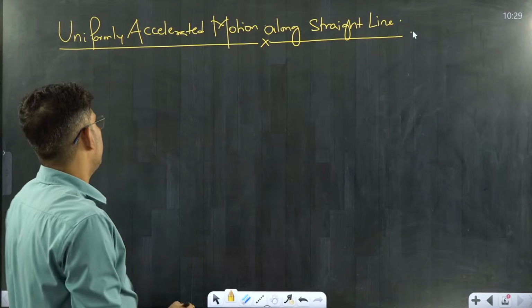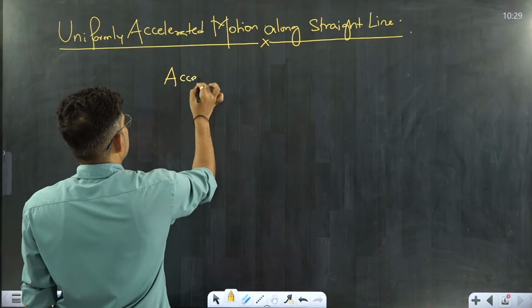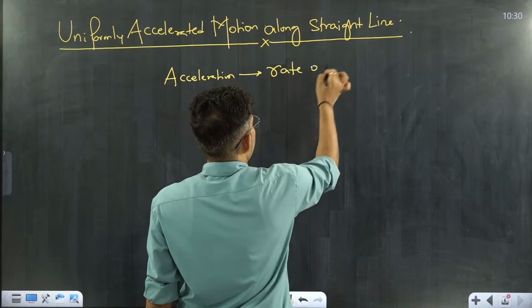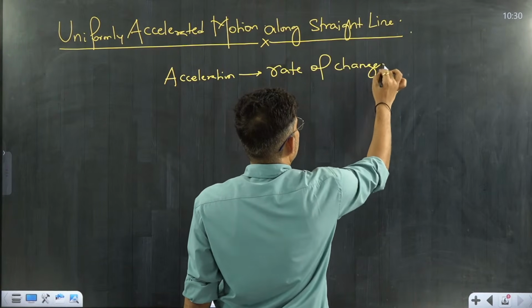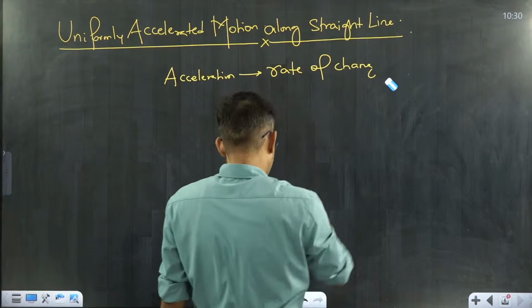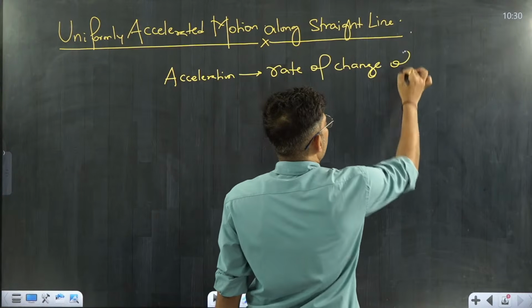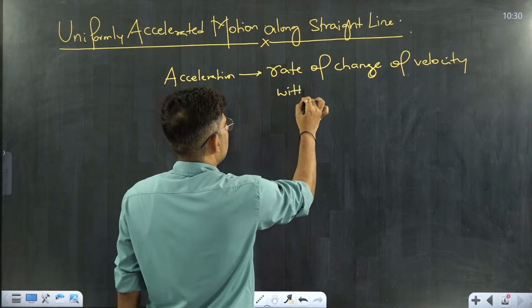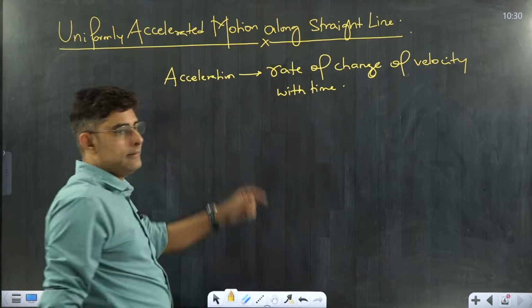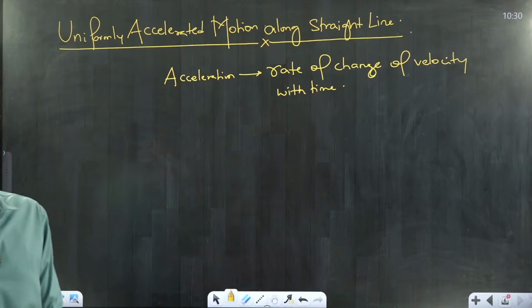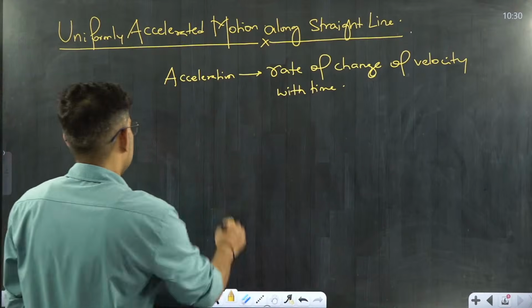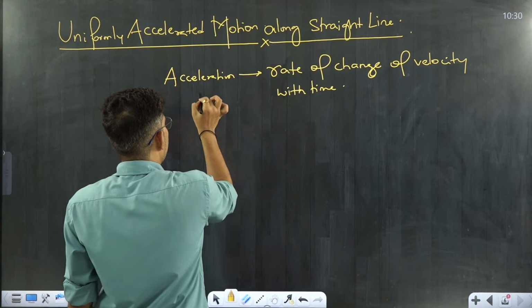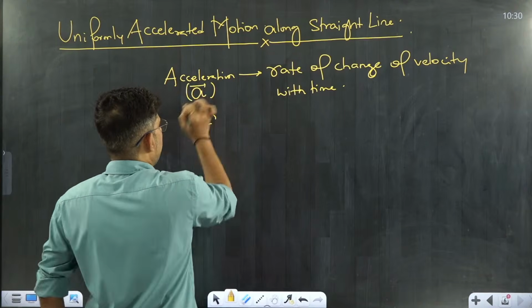So now what is the meaning of the word acceleration? Whenever we use the word acceleration, it is a vector quantity. It simply pertains to when the velocity of any particle changes with time. So rate of change, when we are considering velocity, not speed, rate of change of velocity with time, we call this acceleration. And since it is a vector quantity, we denote it as a vector.